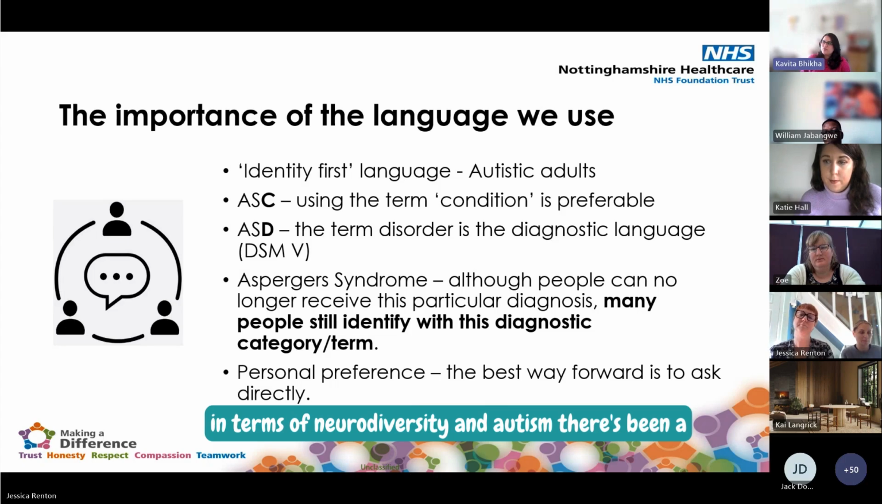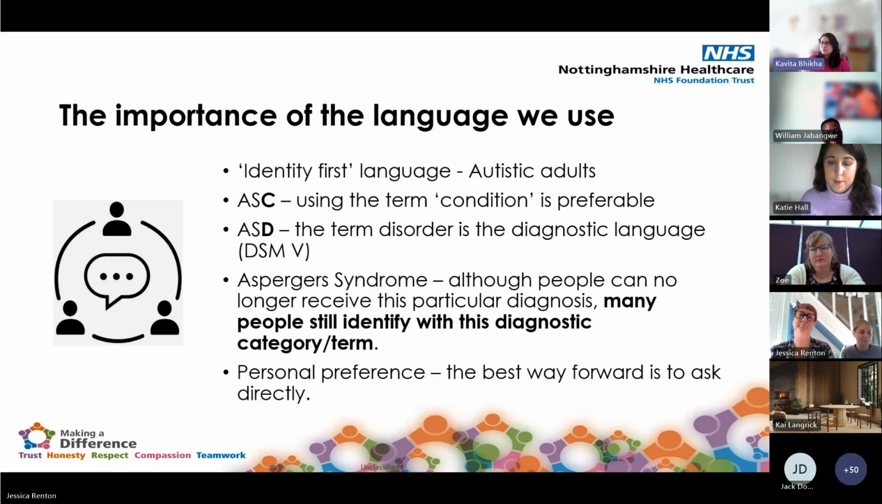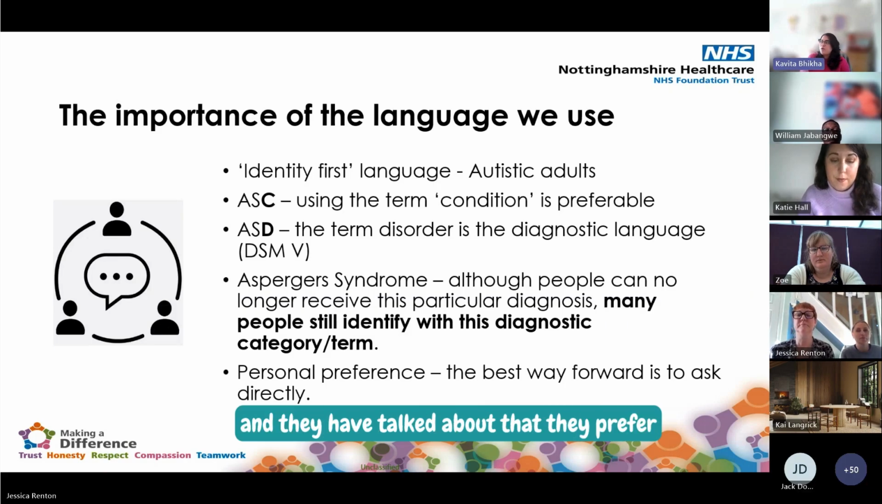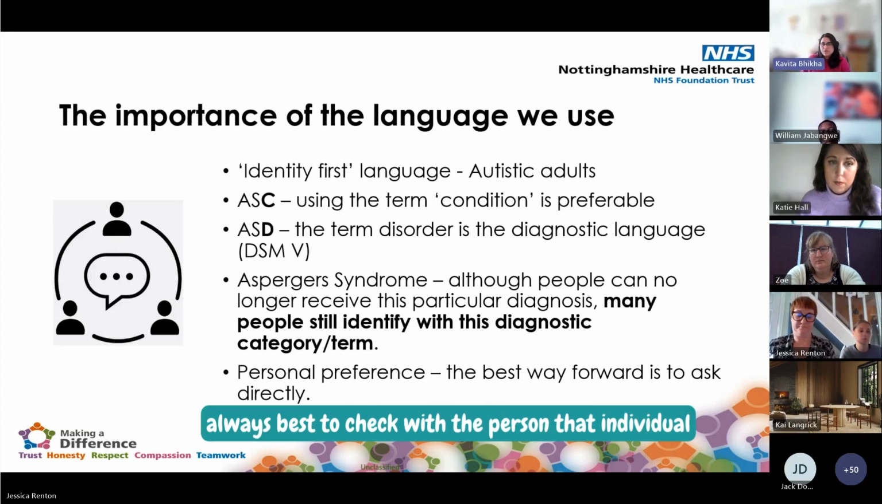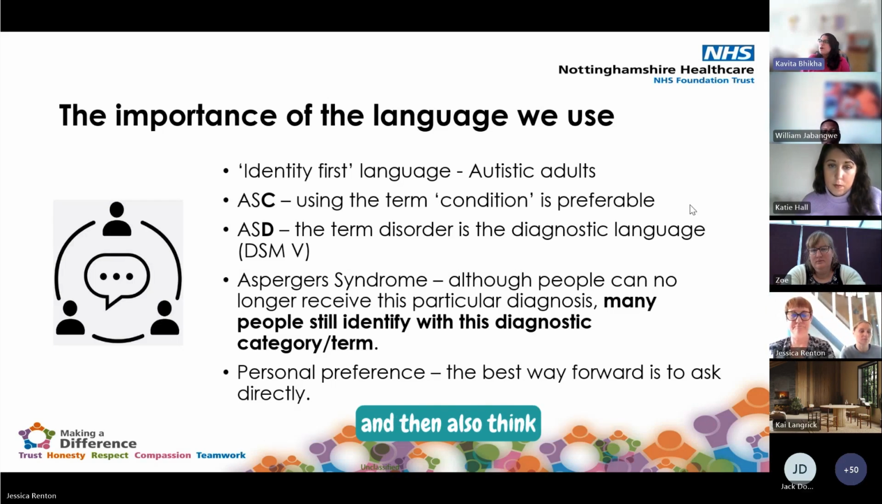However, in terms of neurodiversity and autism, there's been a lot of research into what autistic people prefer, and they have said that they prefer identity first language. So they prefer being referred to as autistic, or an autistic person. But obviously it's always best to check with that individual what they prefer, rather than assuming.